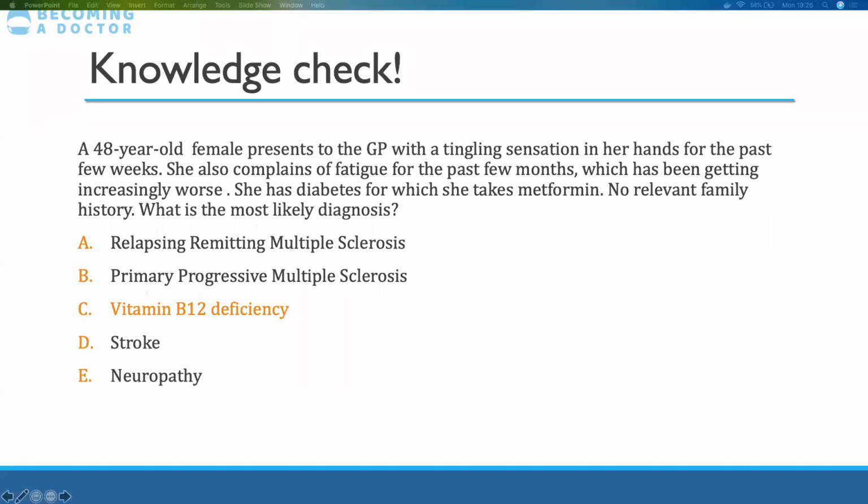With this one, the reason why the most likely diagnosis is vitamin B12 deficiency is because this patient is diabetic. So that's one risk factor. They have tingling and tiredness, which all basically point towards vitamin B12 deficiency.